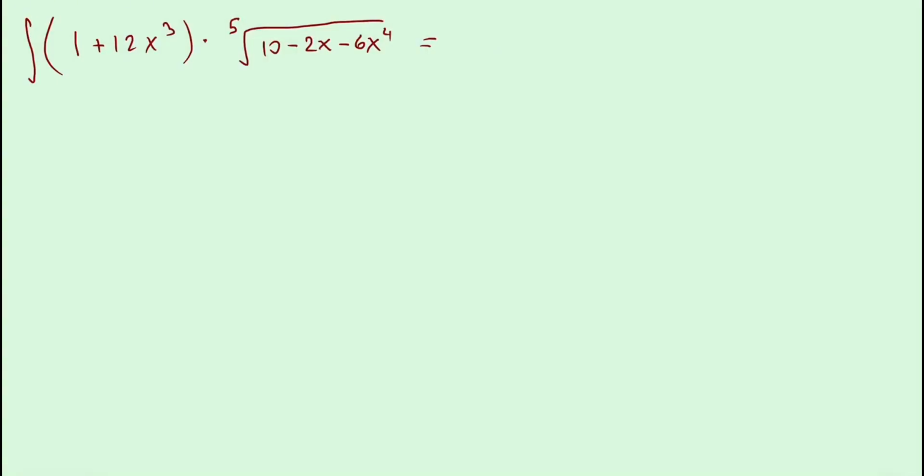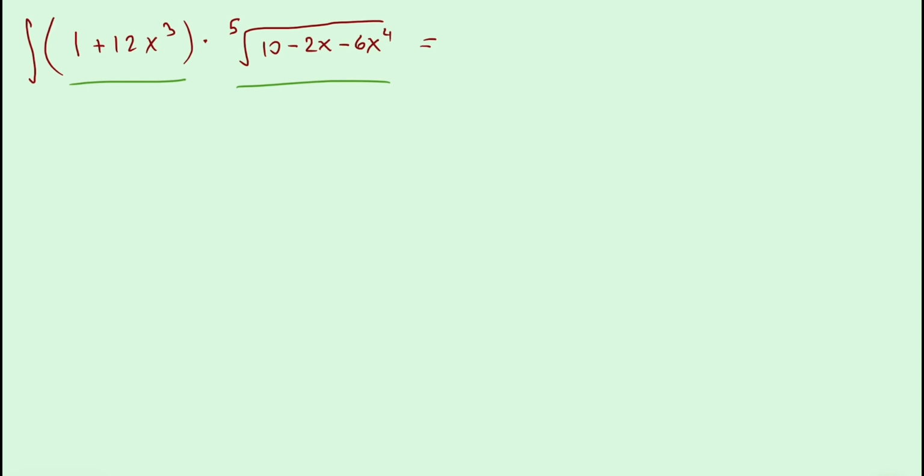Here we are integrating (1 plus 12x cubed) times the 5th root of (10 minus 2x minus 6x to the 4th power). We're going to use U substitution here. Now notice we have two functions in this case, and we will be using U substitution one time. So what should we replace u with? The way to think about it is when you get the u, you know that you're going to derive and solve for du. And when you get du, you want du to be the other function that you could replace it with.